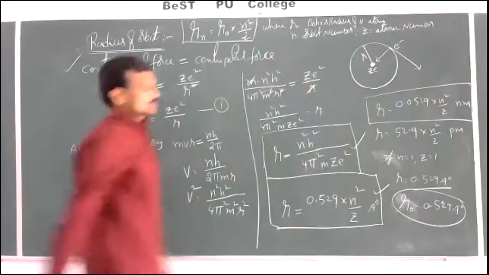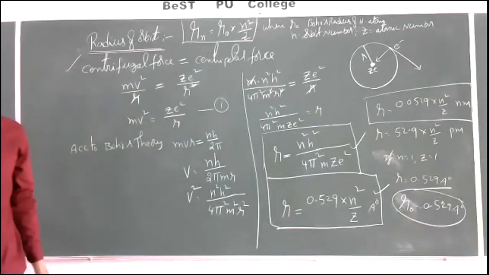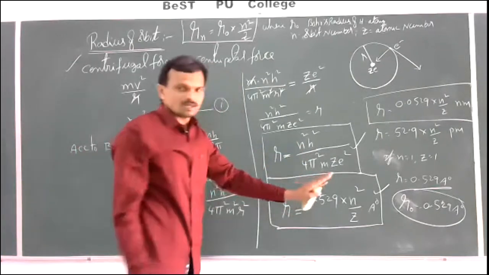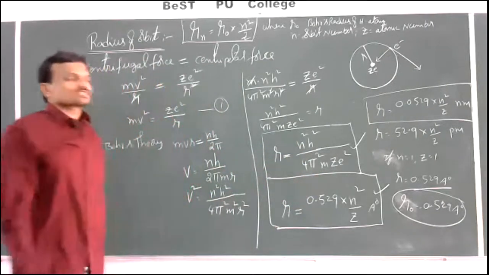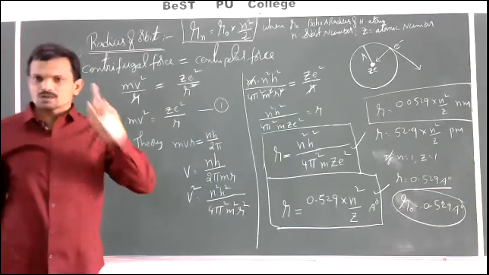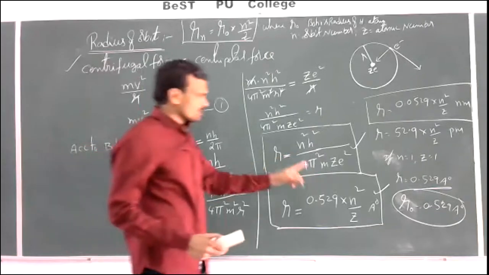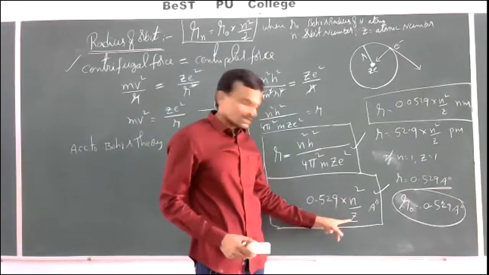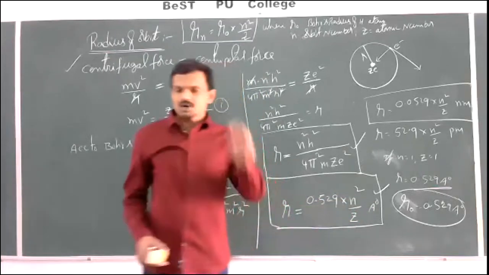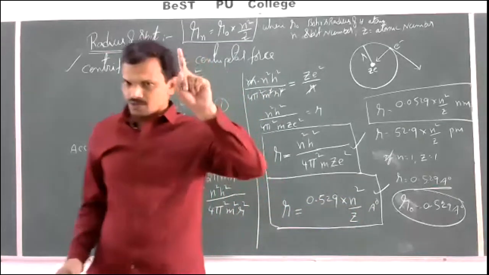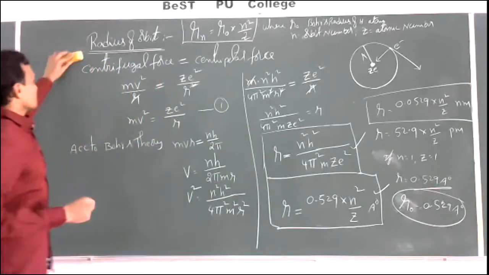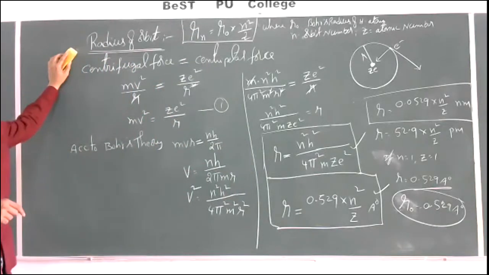Okay, so this is the expression for the radius of the orbit. Just remember this formula, that's all, that is enough. Bohr's radius is nothing but the radius of the first orbit of the hydrogen atom. Take n is equal to 1 here, Z is equal to 1, then r is equal to 0.529 angstroms. That is nothing but r naught, the radius of the first orbit of the hydrogen atom. Okay, so this is regarding the expression for the radius of the orbit.